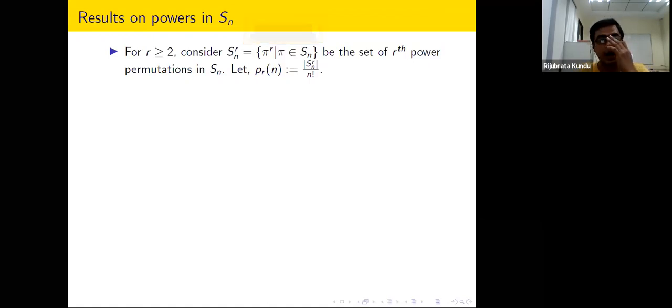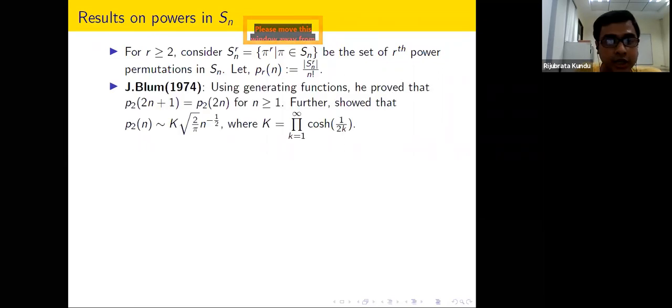So consider r greater than or equal to 2 and consider this set of powers, S_n^r, which is π^r such that π belongs to S_n. Again, we're considering the word map over S_n and looking at the image of the word map. So this is the set of rth powers, and let p_r(n) be the proportion of rth powers in S_n, that is, the size of S_n^r divided by n factorial.